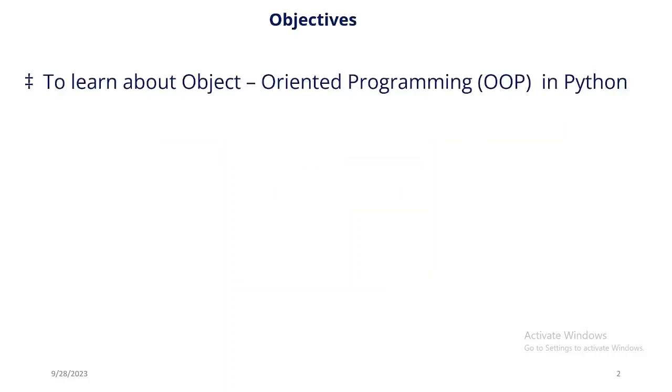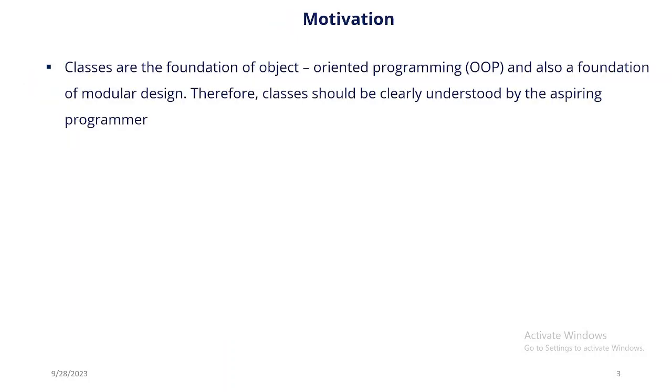Objective of the class today: to learn about object-oriented programming in Python. Motivation: classes are the foundation of object-oriented programming and also a strong foundation of modular design. Just like we learned about functions in the previous class, we are taking it further by learning about classes. So, classes should be thoroughly understood by the aspiring programmer.